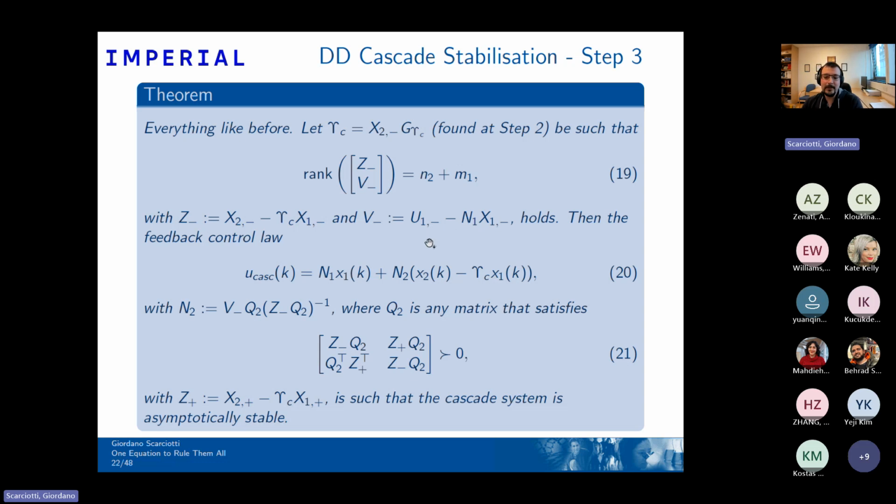And then at this point, it's again a stabilization step. So again, from the literature, we know how to solve this problem, and we can find N2 that stabilizes the error dynamics by solving an LMI. So we can put everything together, and from data, from the X1 data, from the X2 data, and from the U1 data, we can solve the cascade stabilization problem.